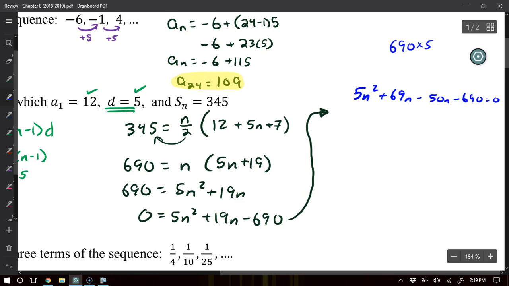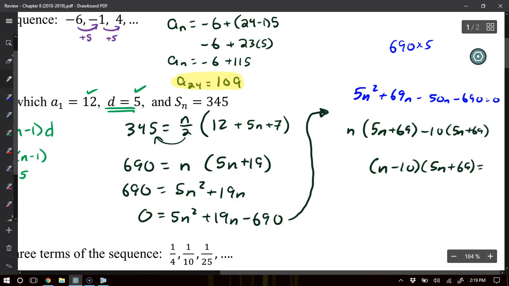69 times 50 does give me 690 times 5, and it does add to give me 19. So I'm going to factor out my n. I get 5n plus 69. And in this case, I'm going to factor out a 10: n minus 10 times 5n plus 69. So the factors are n minus 10 and 5n plus 69.